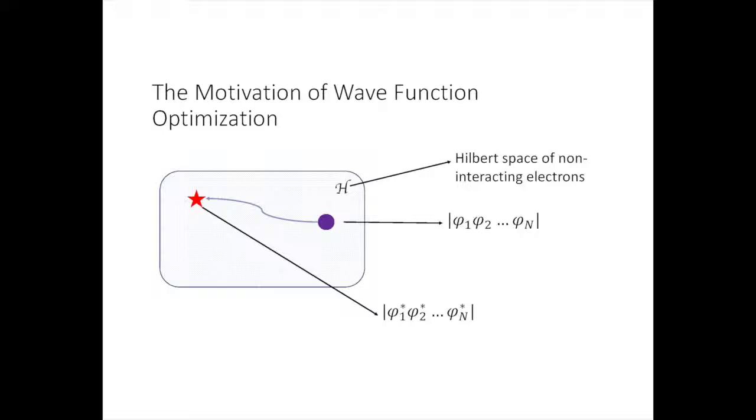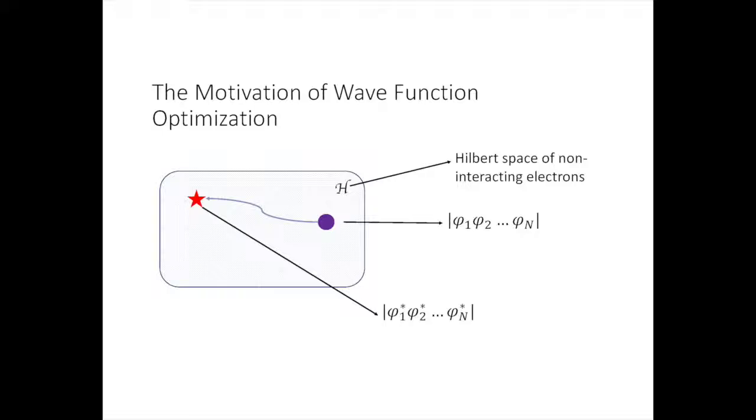All you know is that by physics, the exact ground state is a Slater determinant, but we do not know what the orbitals of the Slater determinant are. So we need to use numerical algorithms, numerical optimization techniques, to actually drag us from this purple dot to the red star, to the exact ground state.